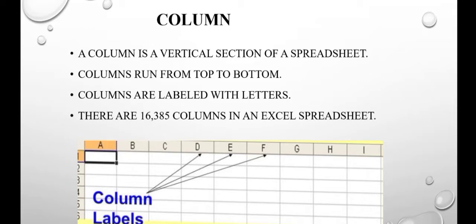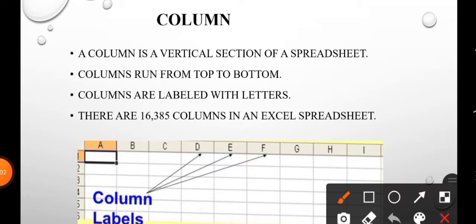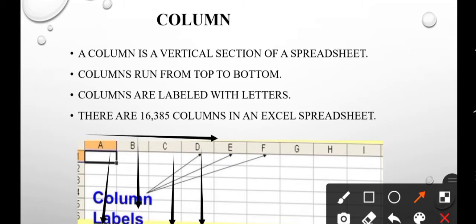Columns run from top to bottom. Columns are labeled with letters like A, B, C, D, etc. There are 16,385 columns in an Excel spreadsheet. We see here are the columns. These are from top to bottom and labeled with A, B, C, D, E, F.